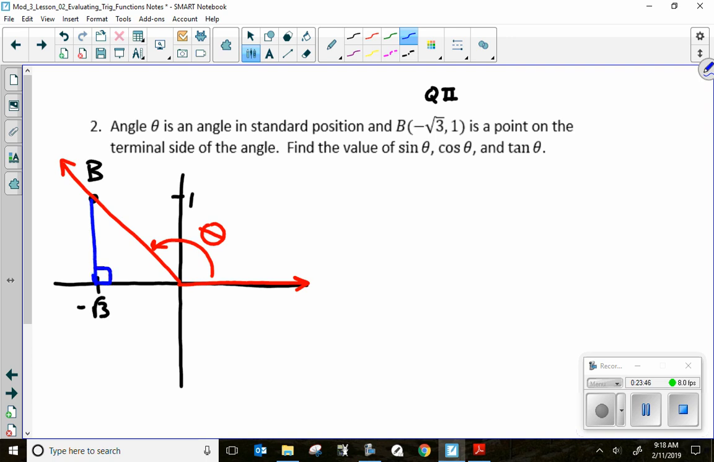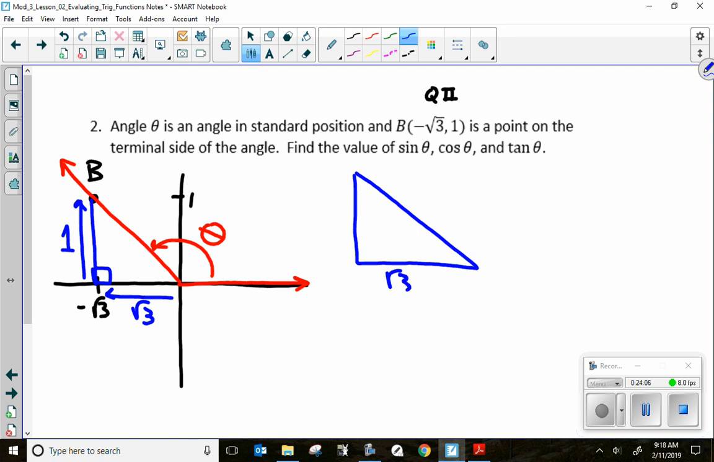And it's a 90-degree triangle. I know this distance is radical 3. It just went negative. This distance is the y. It went up 1. Now, children, I could use the Pythagorean theorem here. I can. But those 2 numbers should be familiar to me. If I have radical 3, 1, this is 2. That's a 30, 60, 90 triangle right there.